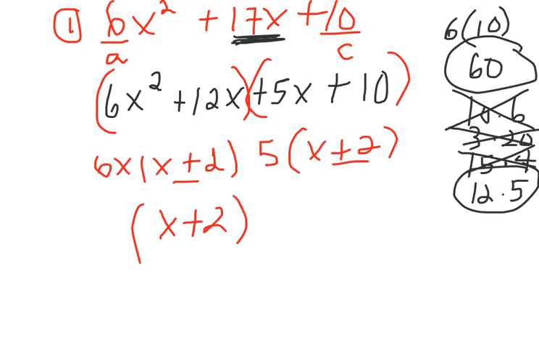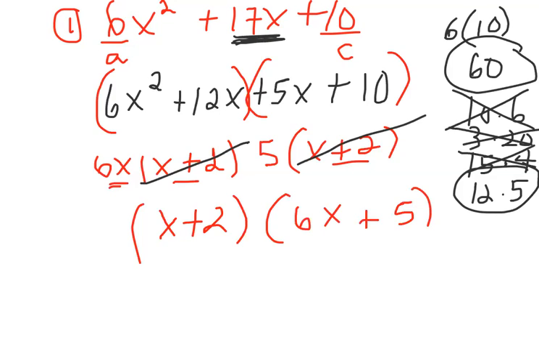And if you factor it out from here, that leaves you with 6x right there. And if you factor it out from here, that leaves you with 5. So there's your factors, guys. So step-by-step process, AKA the AC method, to lead to the correct answer.